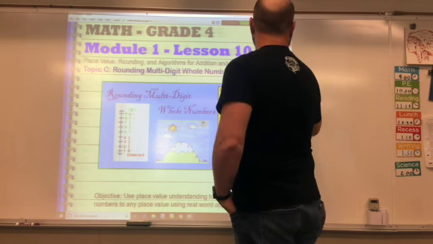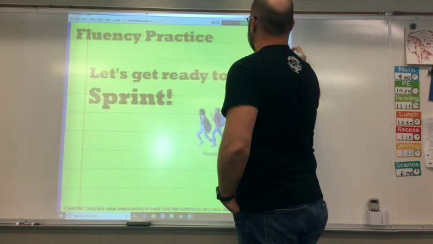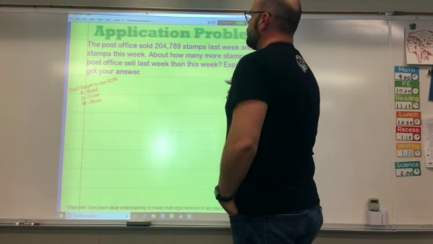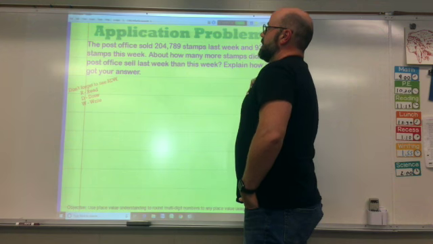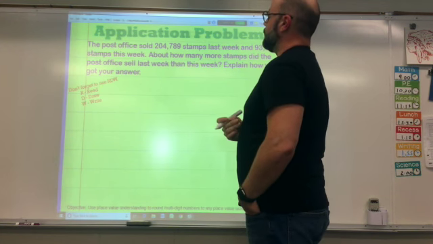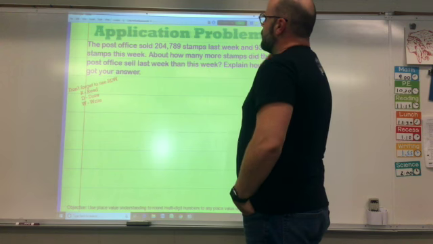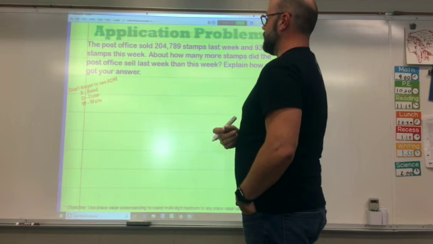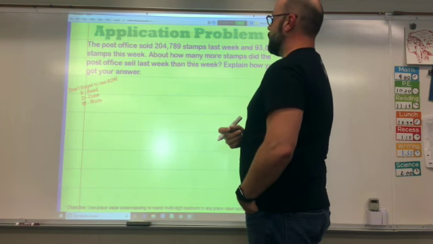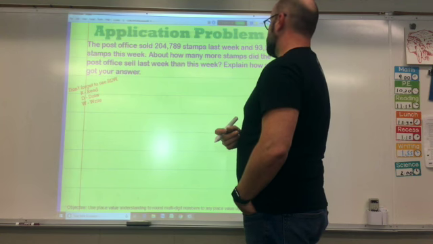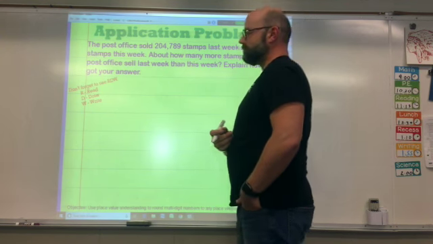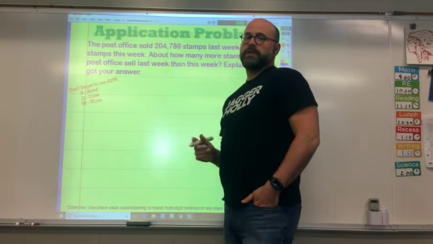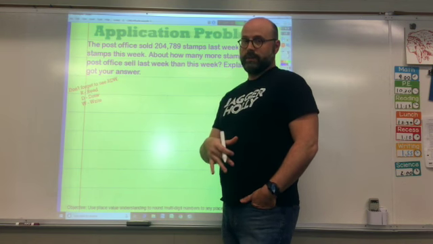So first, we're gonna look at the DMR Fluency, DMR application problem. And it says, the post office sold 204,789 stamps last week and 93,061 stamps this week. About how many more stamps did the post office sell last week than this week? Explain how you got your answer. We're gonna look at that. You can watch me work through this on your DMR section of your math, okay?